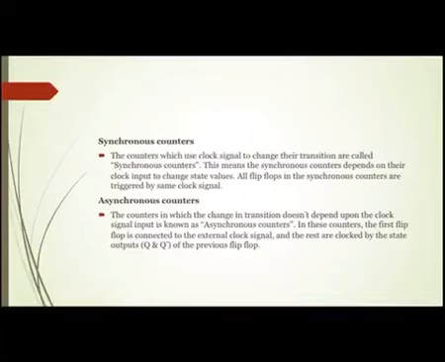Asynchronous counters. The counters in which the change in transition doesn't depend upon the clock signal input are known as asynchronous counters. In asynchronous counters, one master clock is connected to the C input of the first flip-flop, and then the output of the first flip-flop, that is Q and Q dash, is fed to the C terminal of the second flip-flop, and so on. In these counters, the first flip-flop is connected to the external clock signal and the rest are clocked by the state outputs Q and Q dash of the previous flip-flop.